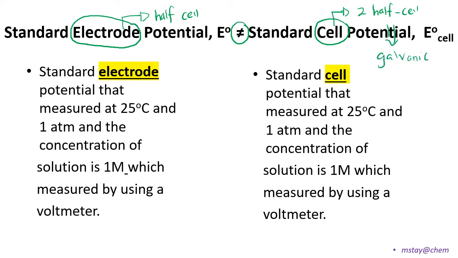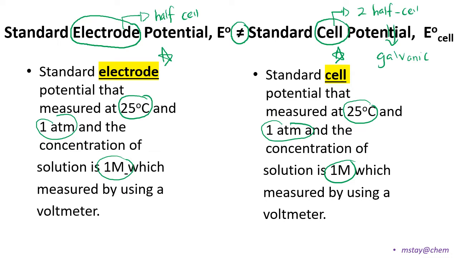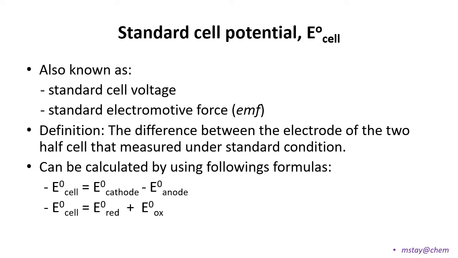Okay, and both of these are measured at standard conditions, which are always 25 degrees Celsius, 1 atm, with a concentration of 1 molar. So the difference is the one that I highlight here, electrode and cell. Electrode only refers to the half cell, while the standard cell potential is the combination of the two half cells. Okay, so here we continue with the standard cell potential.